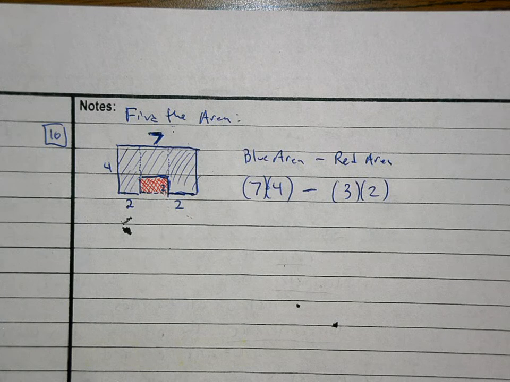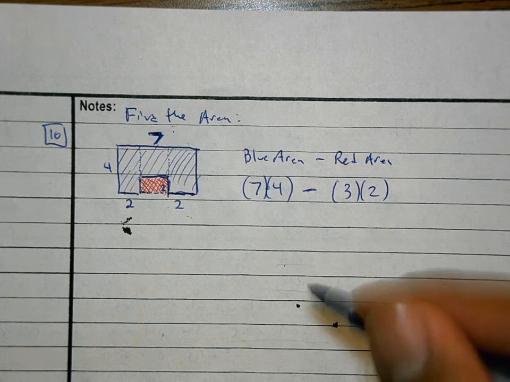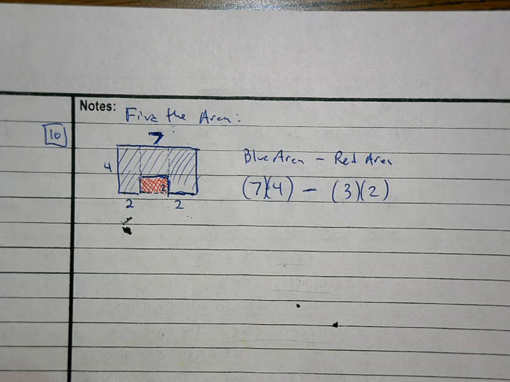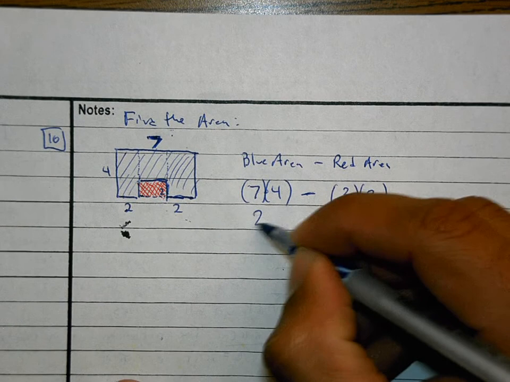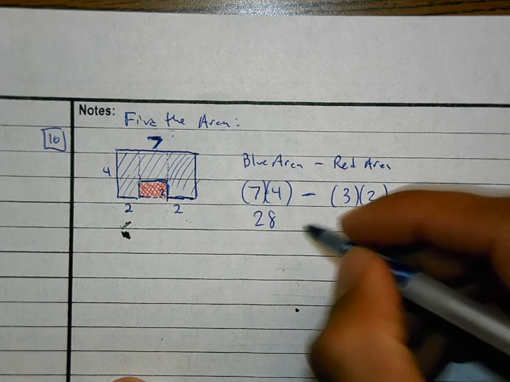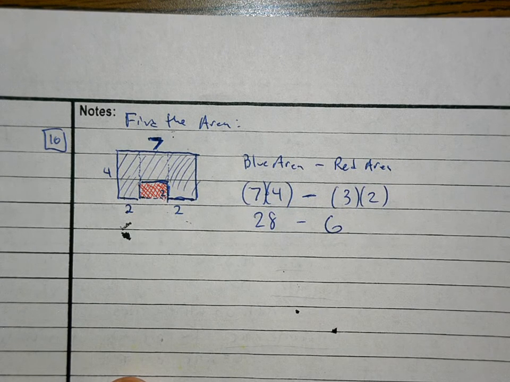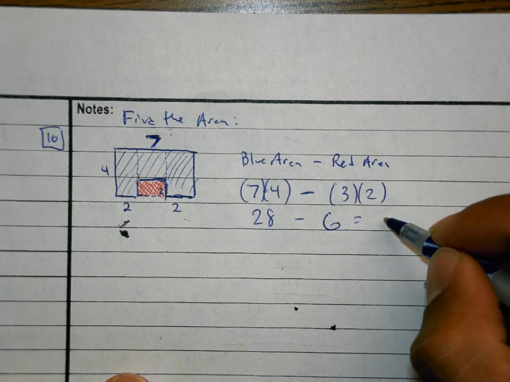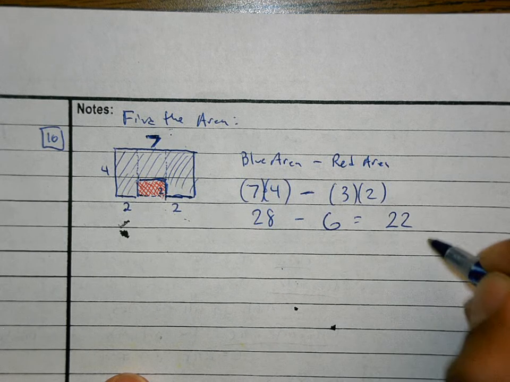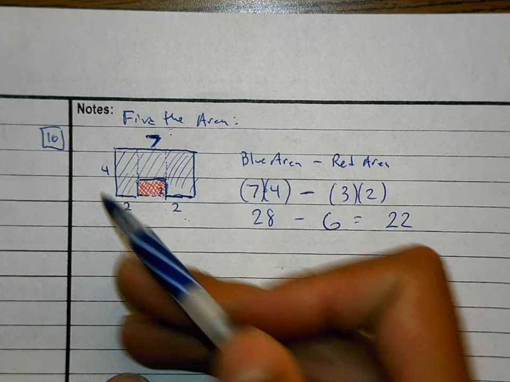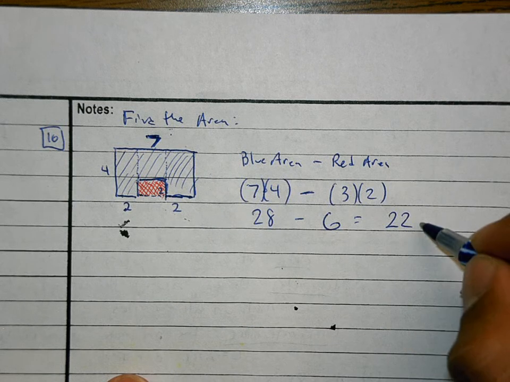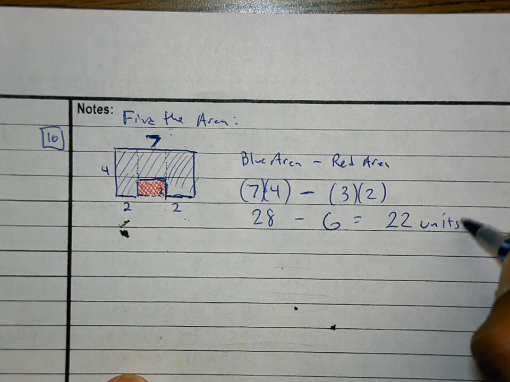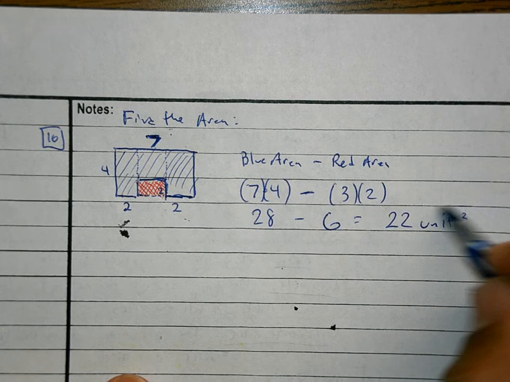So if I want to know what the area of this other thing is, I'm going to do 7 times 4 minus 3 times 2. And order of operations, you can plug this whole thing in your calculator, or you can just do it by pieces. 7 times 4 is 28. Minus 3 times 2 is 6. Which means it is... And it doesn't say what it's measured in, so I'm just going to write units squared because this is area for number 16.